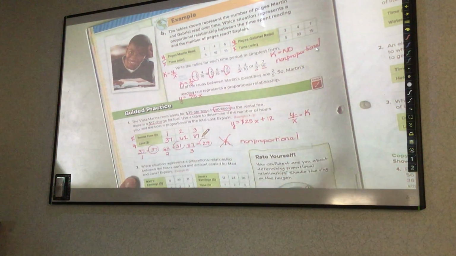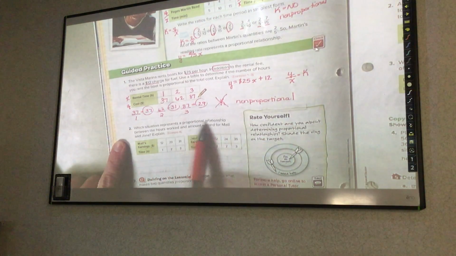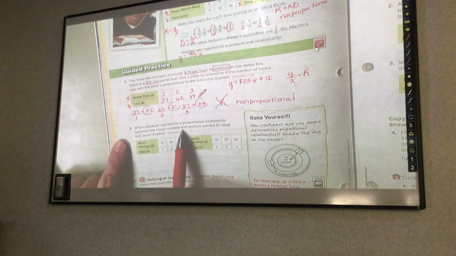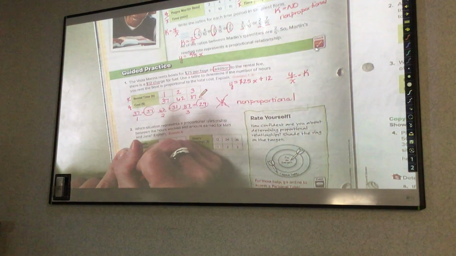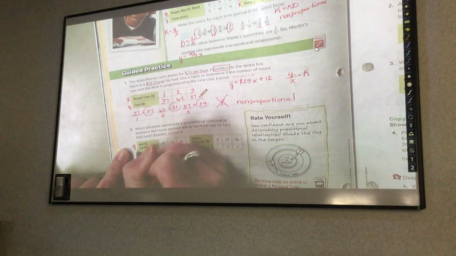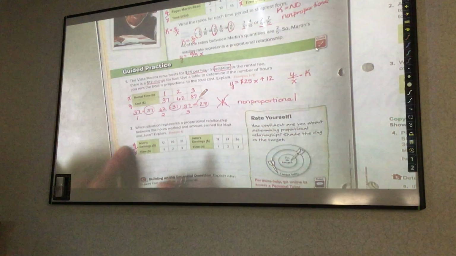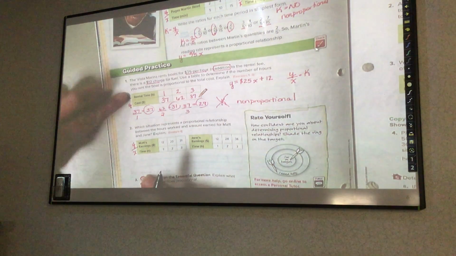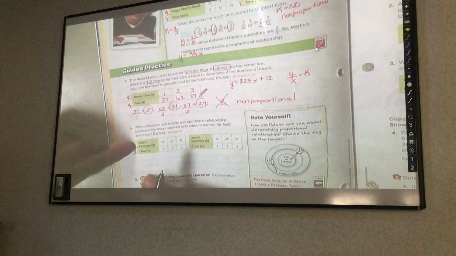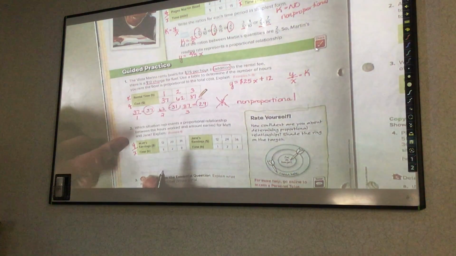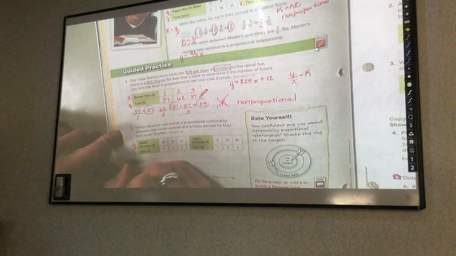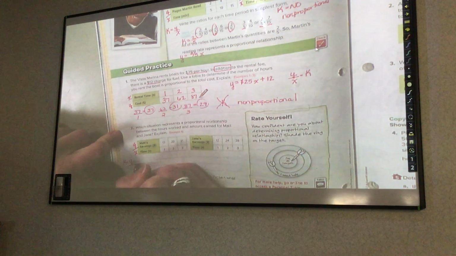Which situation represents the proportional relationship between the hours worked and the amount earned for Matt and Jane? Explain. Cost is always my Y over X. See, look at that. They switched it on us here, and they switched it on us here again, so we have to be careful. Cost is always Y, because constant equals Y over X.